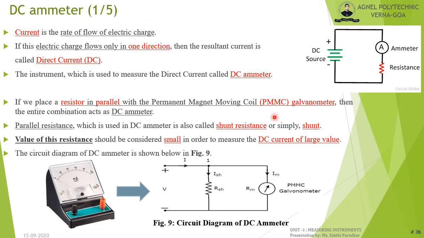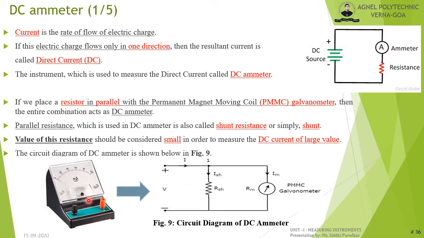Now let us see how PMMC galvanometer can be used as DC ammeter. We know that current is the rate of flow of electric charge. If this electric charge flows only in one direction, then the resultant current is called as direct current or DC current. The instrument which is used to measure this direct current or DC current is known as DC ammeter. Consider this circuit wherein there is a resistance in series with the DC source. Now, if we need to find DC current flowing through this resistance, DC ammeter should be connected in series with that resistance.